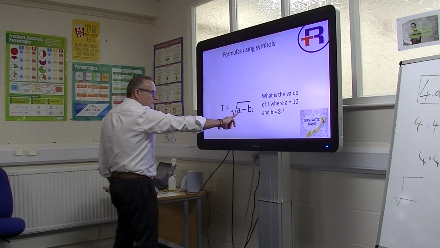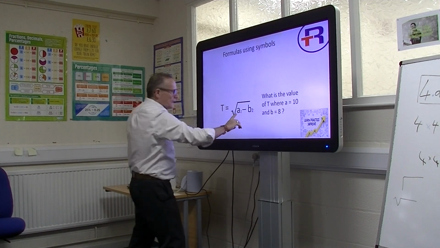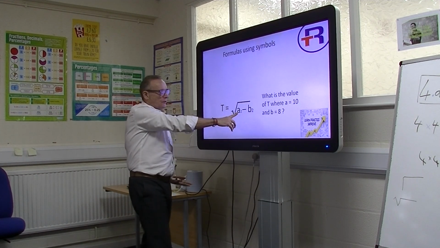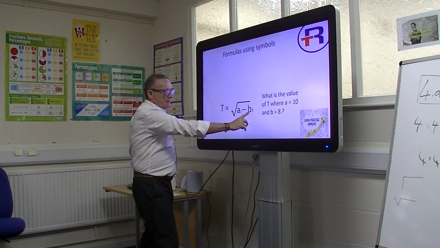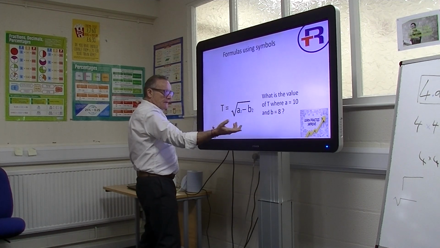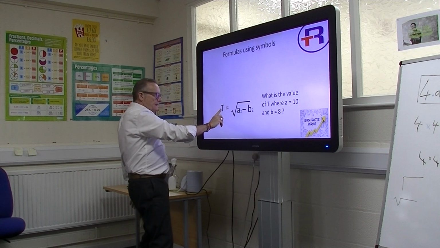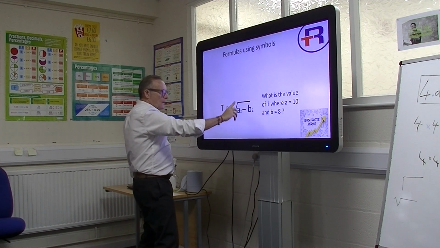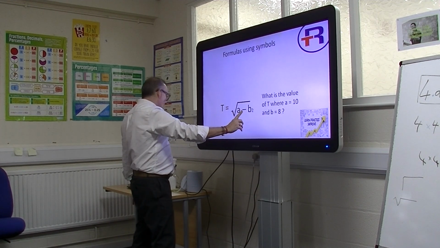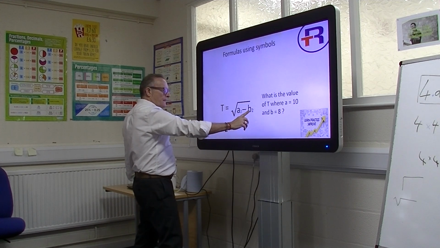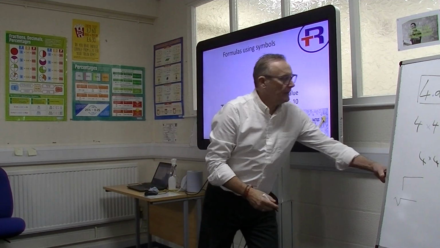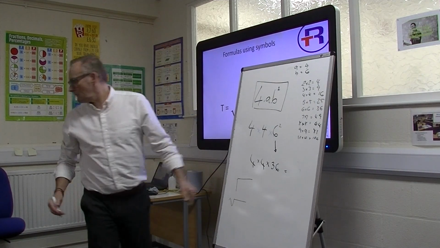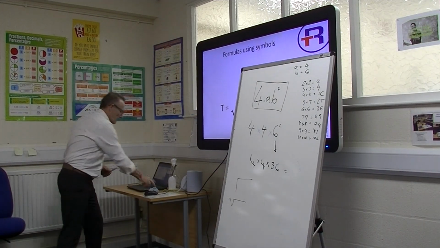So we look at this first, the A, it's a 10. 10 squared, 100. Minus B squared, B is 8. 8 times 8 is 64. So T is equal to the square root of 100 minus 64. So we would do that as a sum here. Let's just rub this off and I can do it.